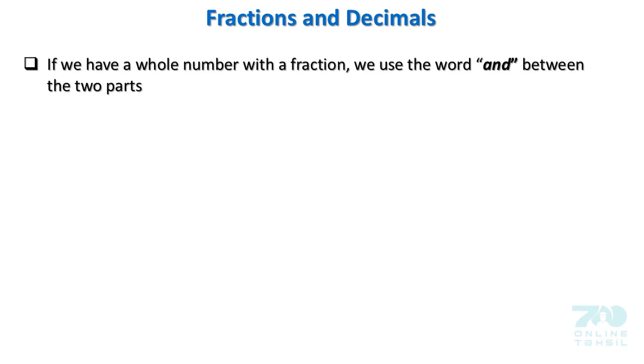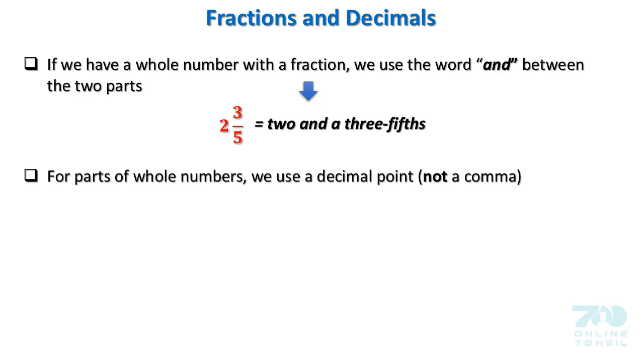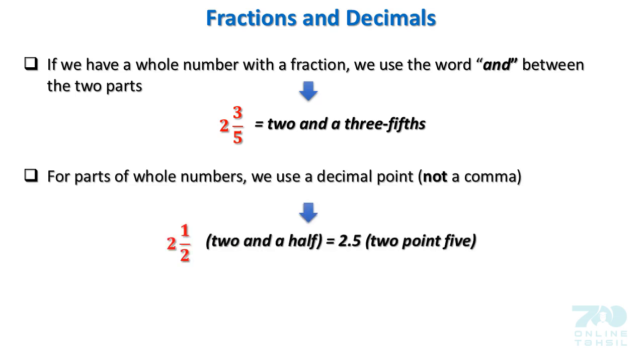If we have a whole number with a fraction, we use the word "and" between the two parts. For example, 2 and 3/5. For parts of whole numbers, we use a decimal point, not a comma. For example, 2.5.